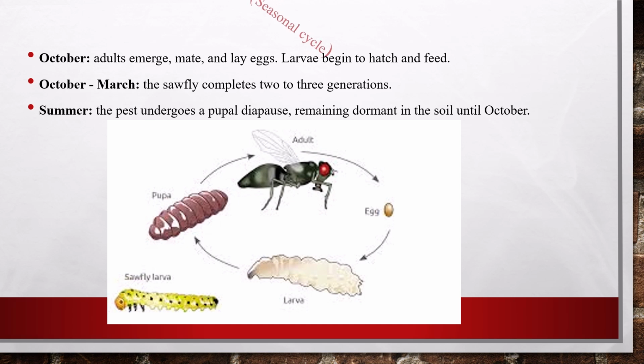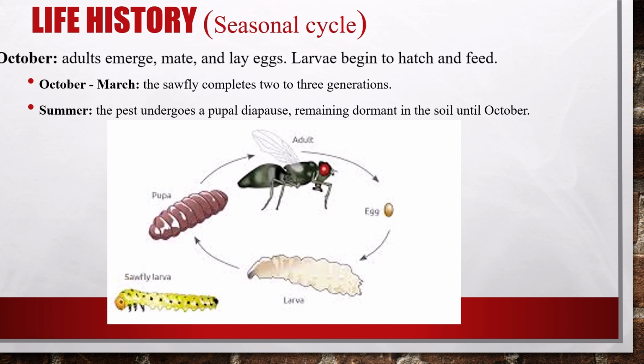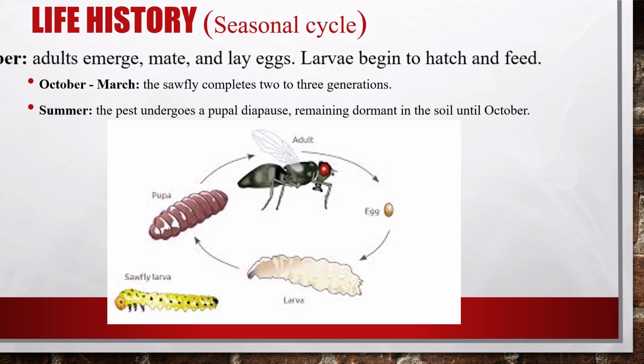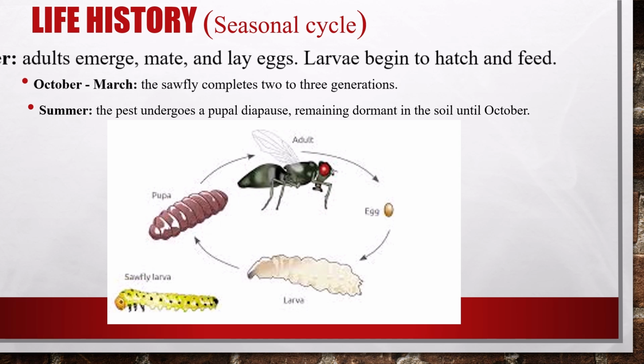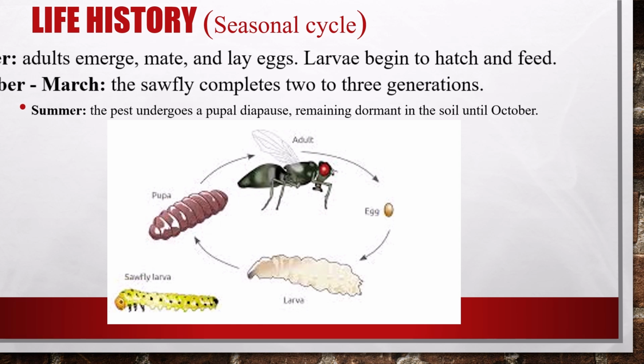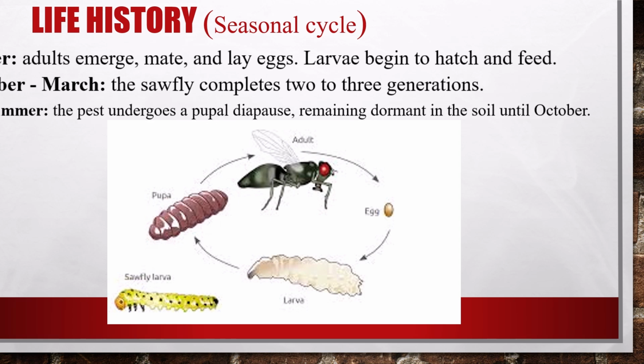Let's discuss the life history of these insects. It follows a seasonal cycle. Egg laying occurs in October. After a few days larvae begin to hatch and feed. The pest undergoes a pupal diapause during summer and remains dormant in the soil until October. Then its life cycle starts from eggs. Females lay 60 eggs singly, inserting them into slits in the underside of leaves. The incubation period lasts 4 to 5 days. Eggs are oval in shape and are of creamy color.